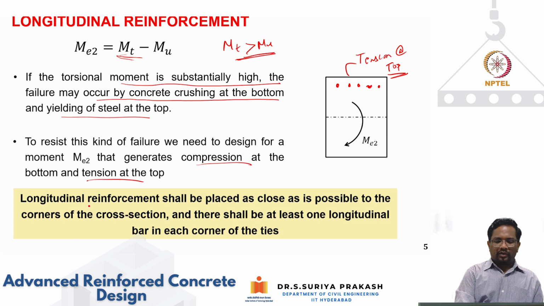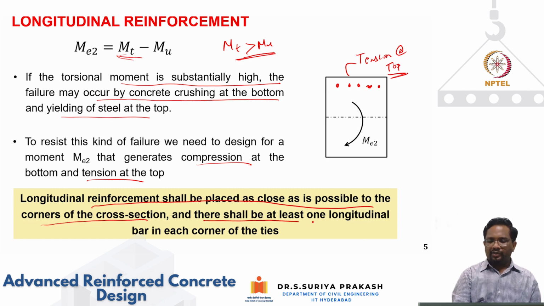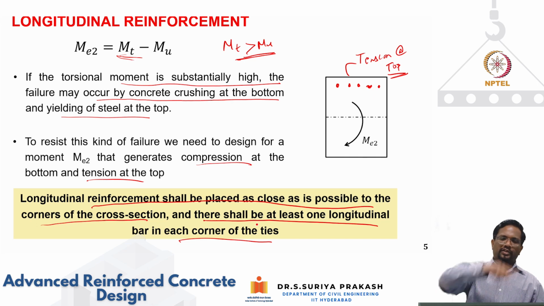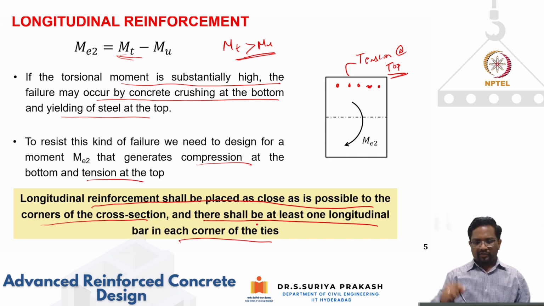So always, longitudinal reinforcement shall be placed as close as possible to the corners of the cross section, and there shall be at least one longitudinal bar in each corner of the ties, so that you resist effectively that shear flow that is going around the cross section.